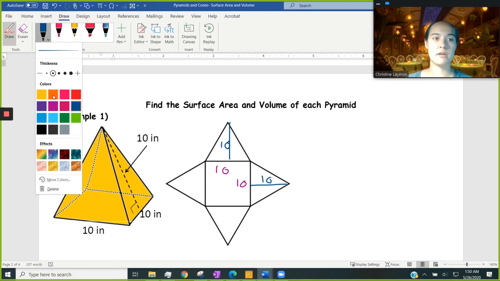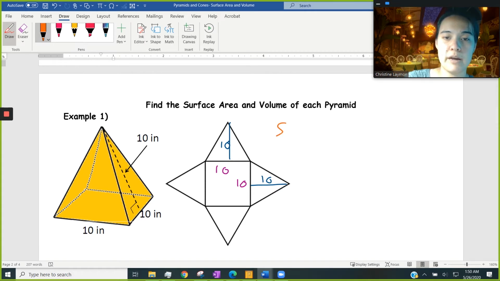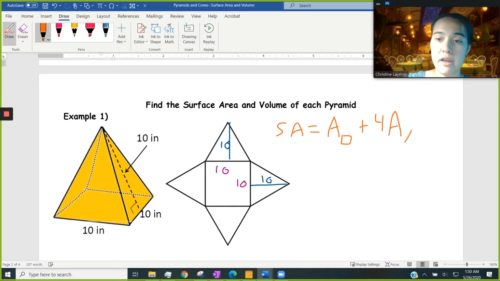So let's go ahead now and find out what the surface area is. My surface area is again the area of the base plus the area of the triangles. The area of the base, that's this square. So let me make a note of that. It's going to be the area of the square, plus, in our case, 4 times the area of the triangles, because I've got 4 congruent triangles because my base was a square. The area of the square is 10 times 10.